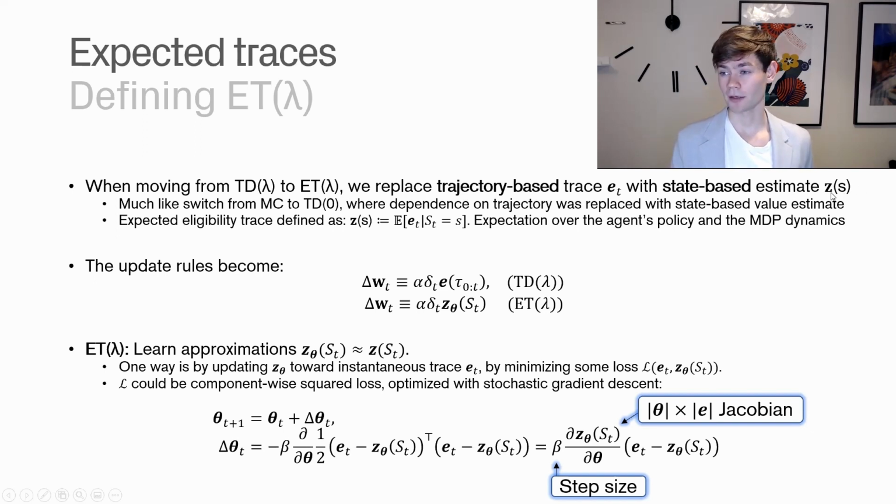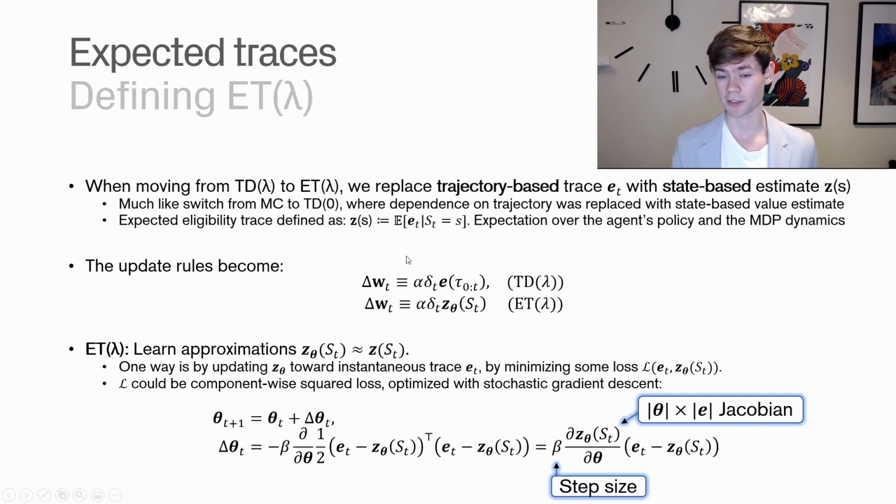And the estimate here is the expected eligibility trace. The expected eligibility trace is simply the expectation of the eligibility trace given the state that we're in. And the expectation here is taken over the policy and the MDP dynamics. So you take those into account and then you take an expectation of it. It's very similar to the value function, taking it back again to the replacement in Monte Carlo to TD0. The only difference is that there we were taking the expectation of discounted future rewards, and here we're taking the expectation of the eligibility trace instead.